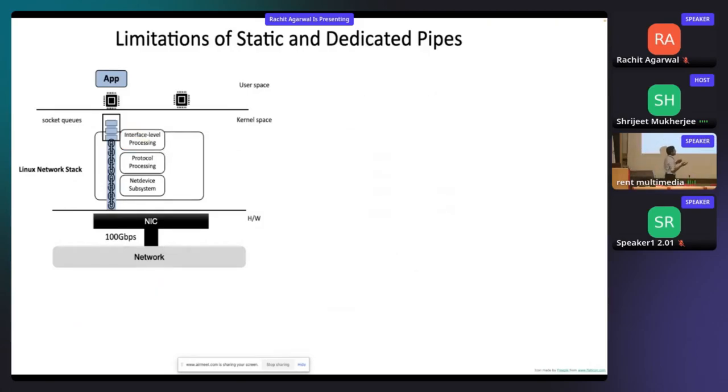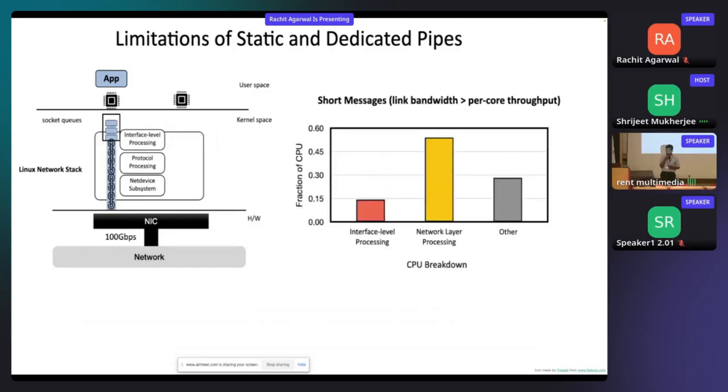Now let's look at short flows. Suppose now I start sending 64-byte packets between these two machines. So I have very short messages. My link bandwidth is still greater than per core throughput. And what you see now is a very different pattern. Interface level processing takes very few cores now, but network layer processing becomes the bottleneck. This should not be surprising for people who have done these kinds of measurements: for short messages, network layer processing becomes a bottleneck. Now suddenly I'm spending a lot of energy on protocol processing and the net device subsystem.